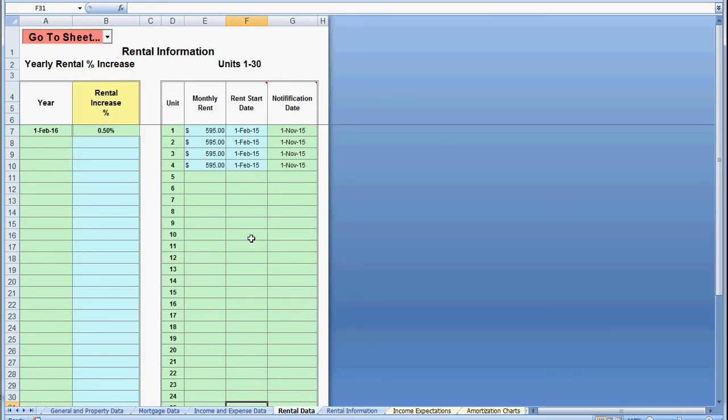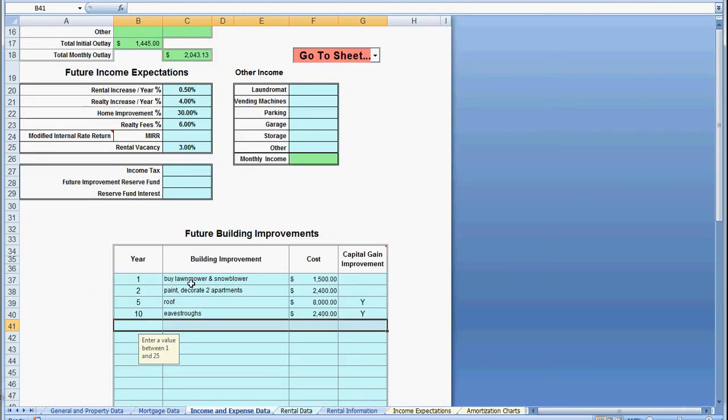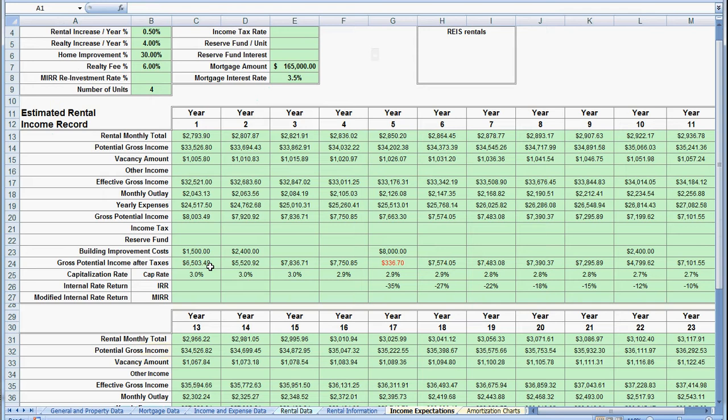Rental data. I did put in very low rents, so let's put in a more realistic rent. For this size of apartment in this location, I should easily be able to get $700. If I keep it a little lower than that, it should help me get people in quickly and retain them. But that would give me a low vacancy rate. Back to our income expectations. Oh, now that's better. Even with having to spend that $1,500 on buying a lawnmower and snowblower that first year, I'm still making that $6,000. Now I'm feeling much more comfortable.